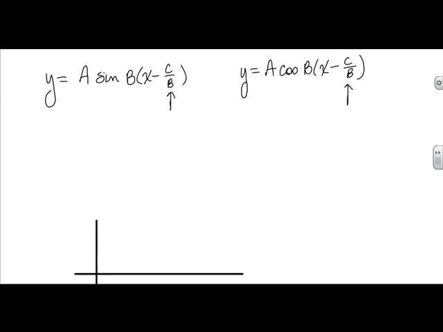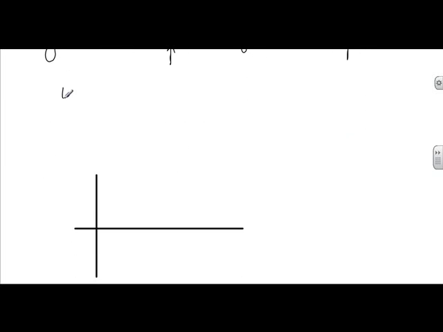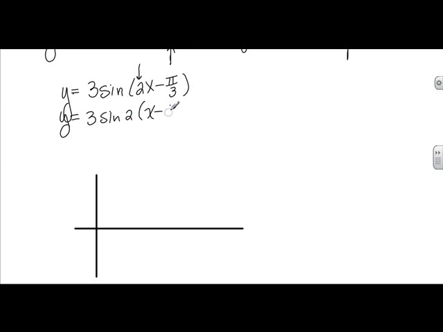So let's look at an example. If I have y equals 3 times the sine of the quantity 2x minus pi over 3, the first thing I've got to do before I worry with anything is, whatever the coefficient of that x is, if it's something other than 1, I'm going to divide it out of that set of parentheses. I'm going to factor that out. So that would be 3 times the sine of 2 times the quantity x minus pi over 6.